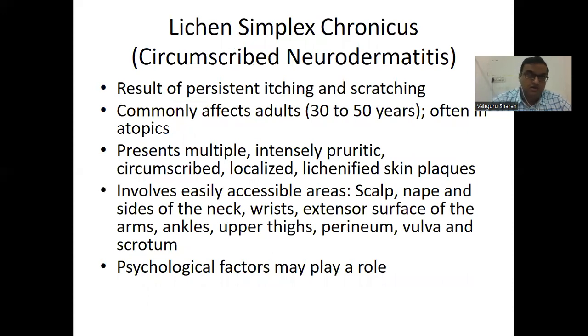What is circumscribed neurodermatitis or lichen simplex chronicus? It is the result of persistent itching and scratching. Atopic individuals are more commonly affected, in the age group of 30 to 50. It's an adult or old age disease. It presents as multiple intensely pruritic, circumscribed, localized, lichenified plaques. It involves easily accessible areas where you can scratch, like the scalp, nape and side of the neck, wrists, extensor aspect of the arms, ankles, upper thighs, perineum, vulva and scrotum.